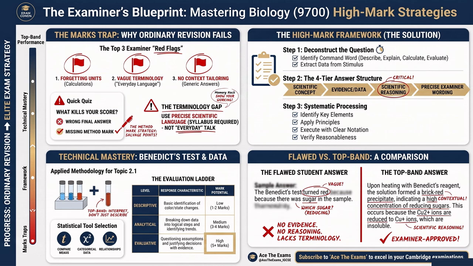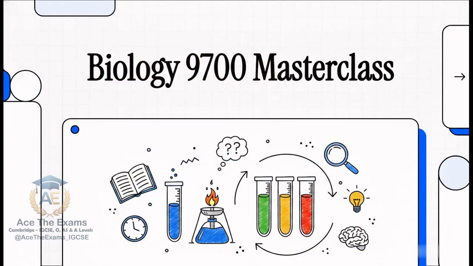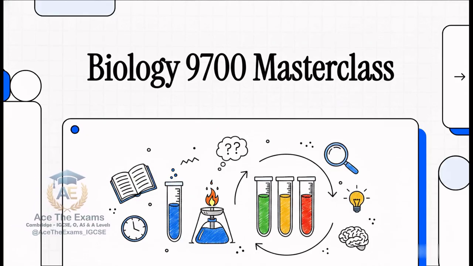All right, let's talk about the Benedict's test for reducing sugars. It's funny, most students actually lose easy marks on this topic. You might be thinking you already know the sequence, right? You add the reagent, you heat it up, and you watch it turn that classic brick red. Simple. Well, actually, scratch that.